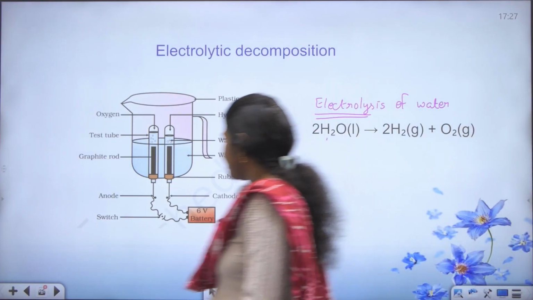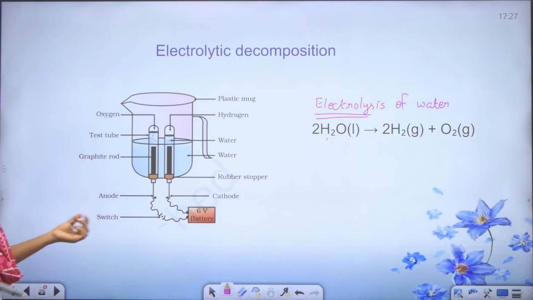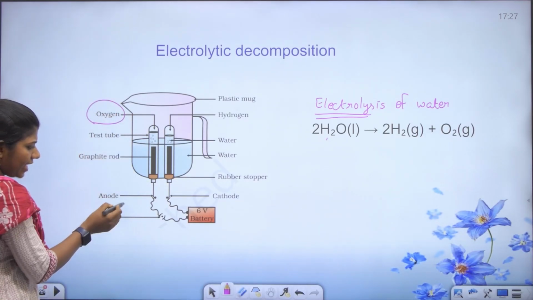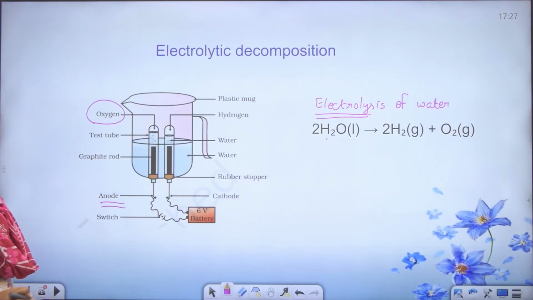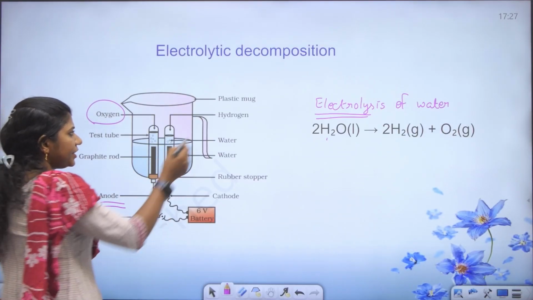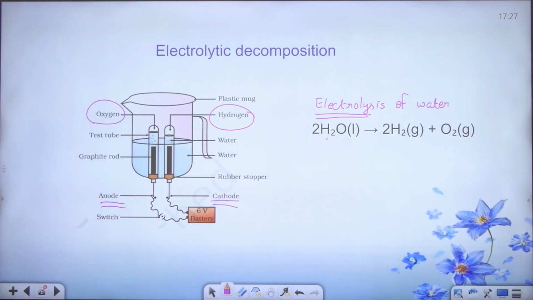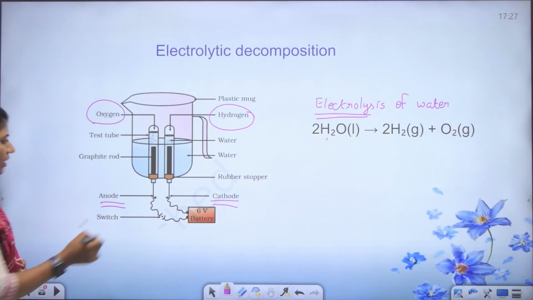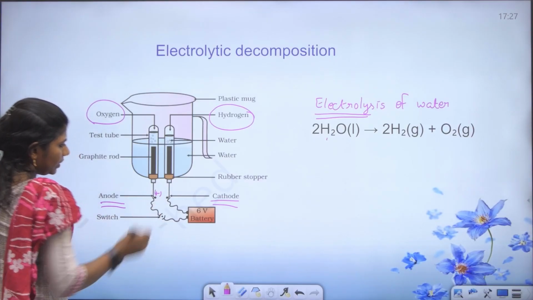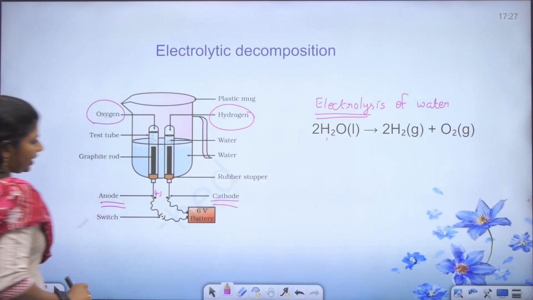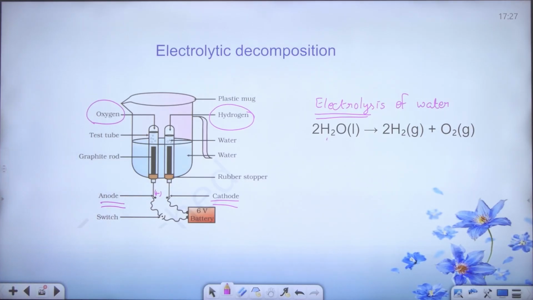Here, oxygen is collected in the anode and hydrogen is collected in the cathode. Water decomposed to form hydrogen gas and oxygen gas, and oxygen is collected in the anode, that is the positive terminal of the battery, and hydrogen gas is collected in the cathode side.